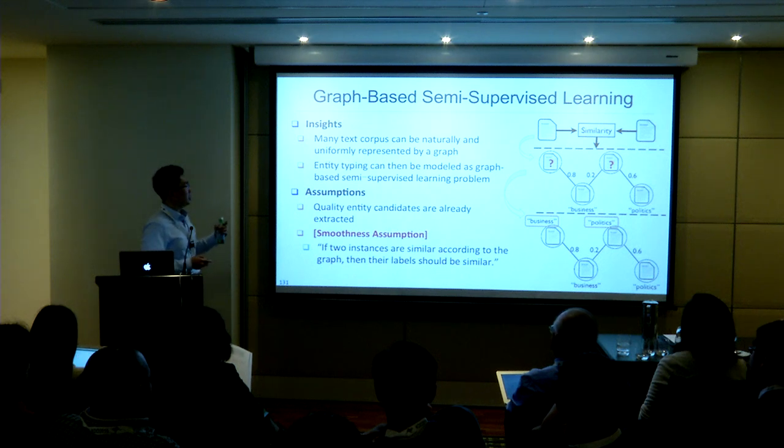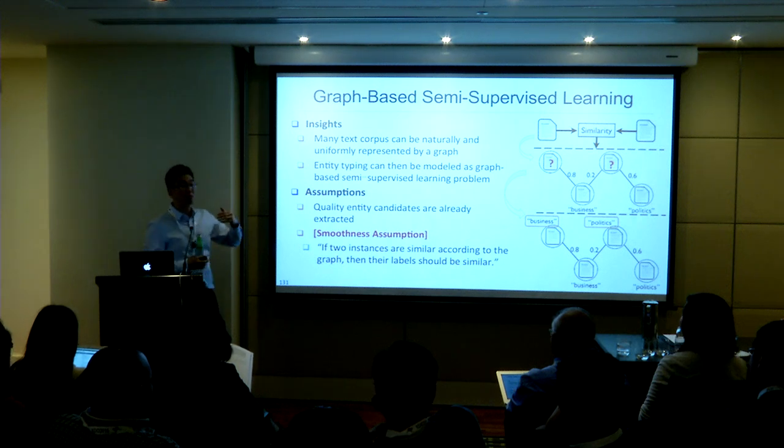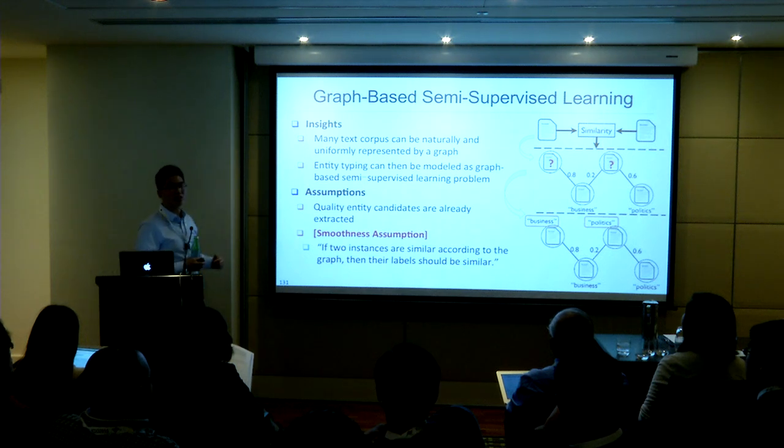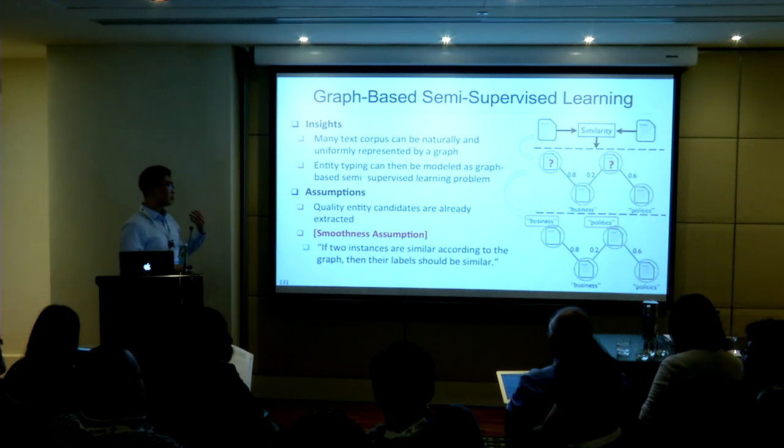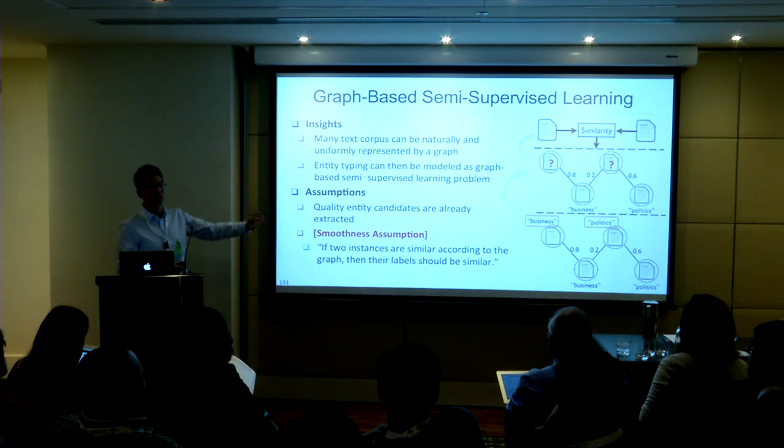So then the entity typing problem is simply like you're propagating the type information from the seed entities along the graph to the other entities' candidates. And they are also assuming that the candidate is already extracted and has pretty good quality. Otherwise, you are propagating just noise to each other.